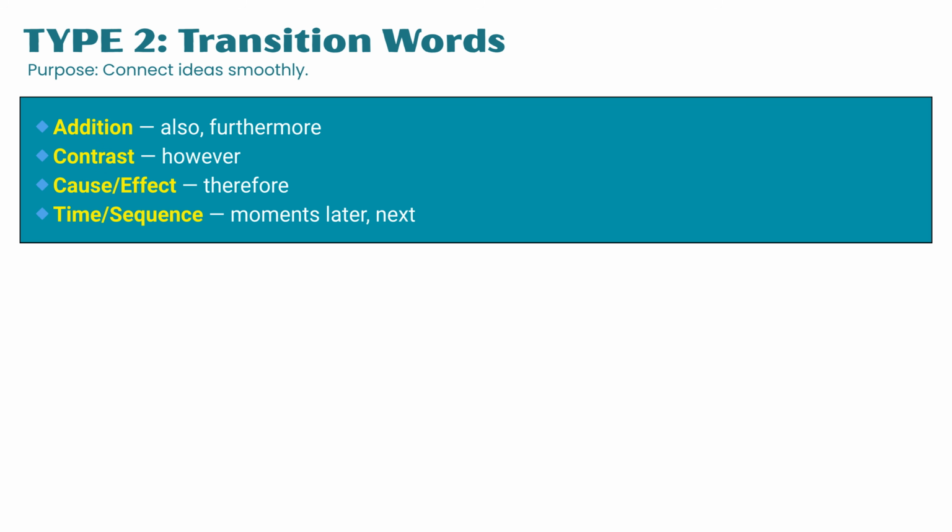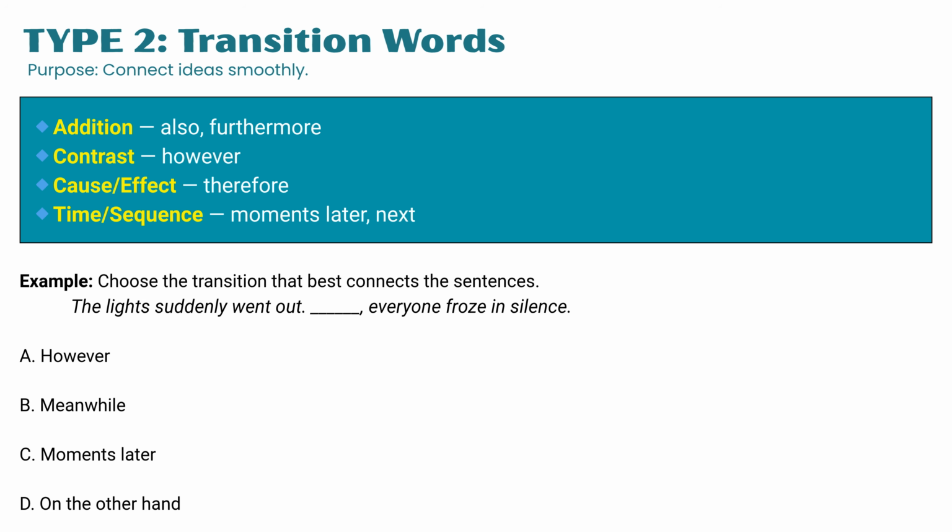When you see a blank on the test, read the sentence before and after it. That's how you find the logical relationship. Let's try one. The lights suddenly went out. Everyone froze in silence. A, however. B, meanwhile. C, moments later. D, on the other hand. The correct answer is C, moments later.